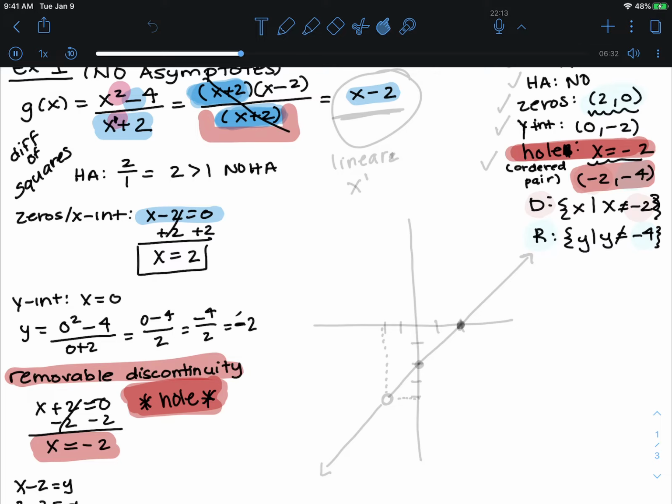So if you notice, the domain here is going to correlate with the negative 2, which we have right there. Now the range is going to correlate with the y value, the negative 4, which is right there. So whenever you have a hole, it's going to be a discontinuity. So make sure to include that in your domain and range. Okay, so now our next step is going to be to graph all of this.